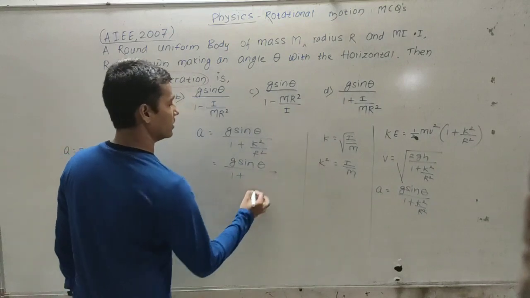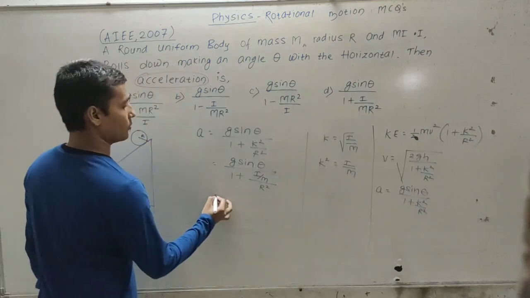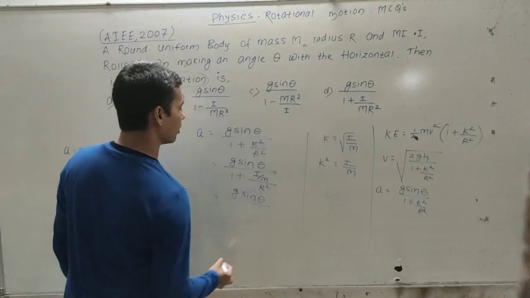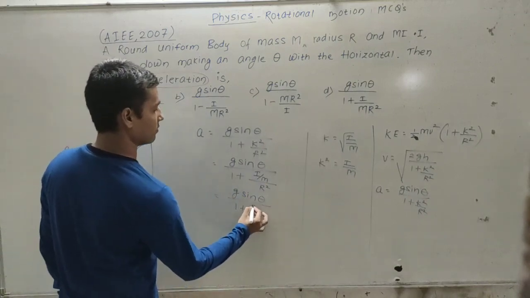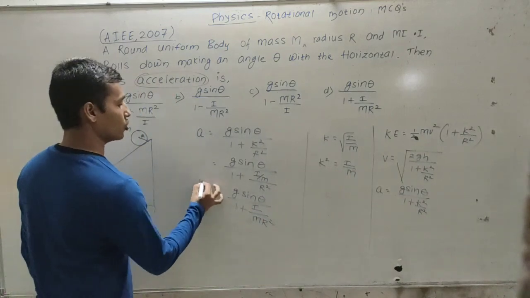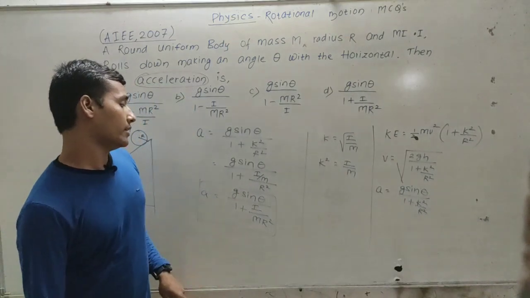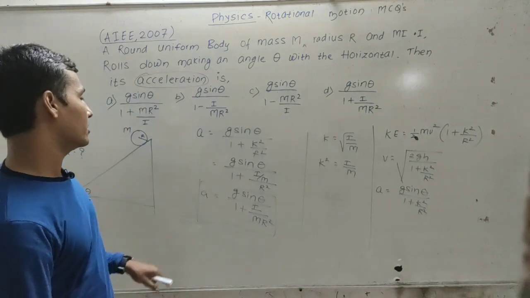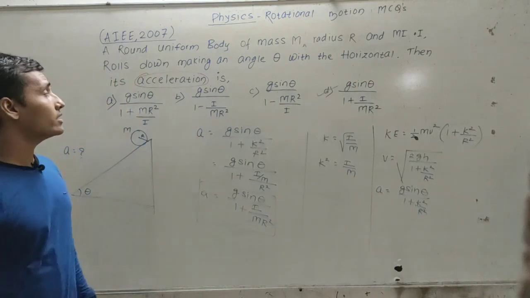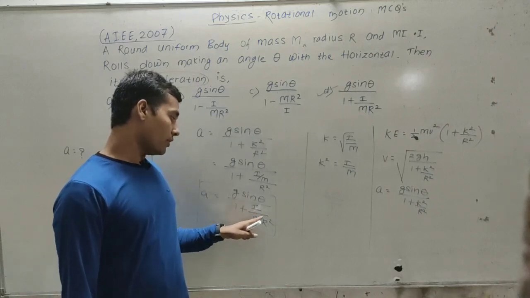So, I am using this equation here. It will be I upon m upon r square. So, it will be g sin theta upon 1 plus I upon mr square. So, A is equal to g sin theta upon 1 plus I upon mr square. So, this will be our answer, that is option number D. The acceleration of the body will be g sin theta upon 1 plus I upon mr square.